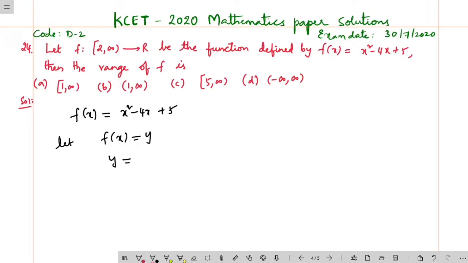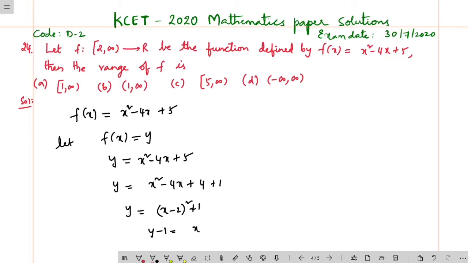So we had y is equal to x square minus 4x plus 5, or we can write y is equal to x square minus 4x plus 4 plus 1, or we can write this as x minus 2 whole square plus 1. So we can write y minus 1 is equal to x minus 2 whole square, or x minus 2 is equal to under root of y minus 1, or x is equal to root of y minus 1 plus 2.